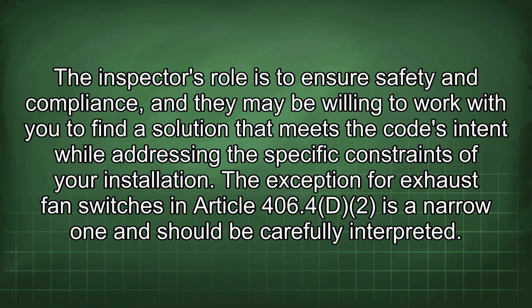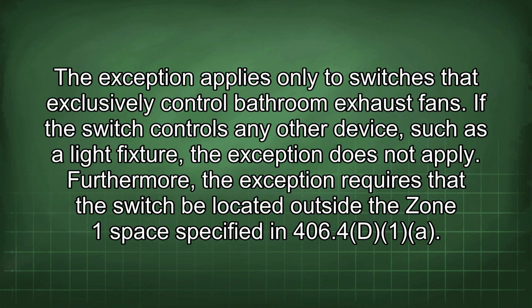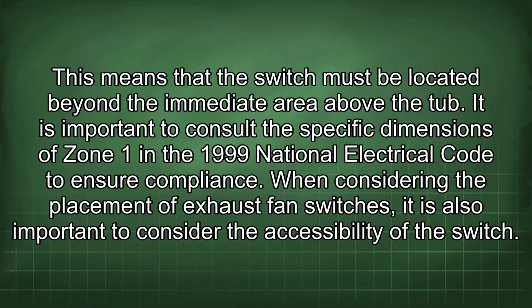The exception for exhaust fan switches in Article 406.4(d)(2) is a narrow one and should be carefully interpreted. The exception applies only to switches that exclusively control bathroom exhaust fans. If the switch controls any other device, such as a light fixture, the exception does not apply. Furthermore, the exception requires that the switch be located outside the Zone 1 space specified in 406.4(d). This means that the switch must be located beyond the immediate area above the tub. It is important to consult the specific dimensions of Zone 1 in the 1999 National Electrical Code to ensure compliance.